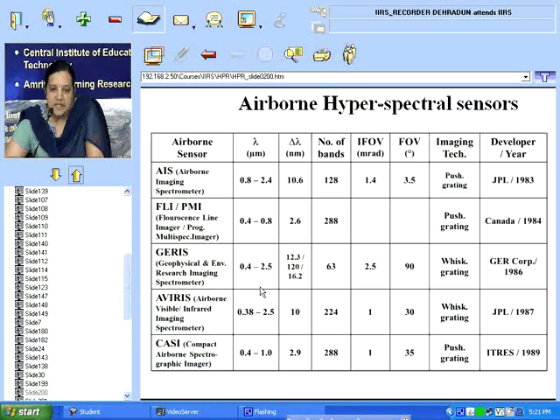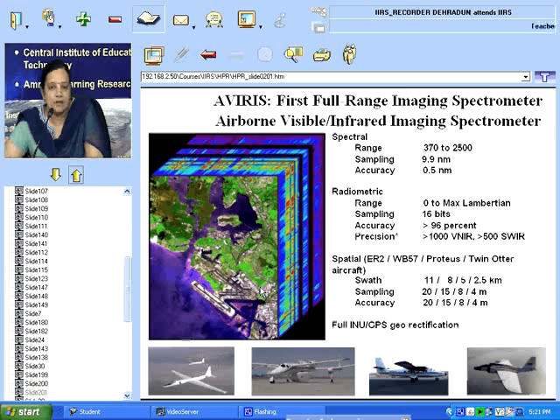The instrument which I also mentioned was the Compact Airborne Spectrographic Imager, which operates in the wavelength from 0.4 to 1.0 micrometers with a bandwidth of 2.9 nanometers with 288 bands, and the field of view is around 35 degrees. It uses push broom technology and grating instruments from the European agency. This is an example of the airborne visible infrared imaging spectrometer data sets. It can have a spatial resolution which is variable depending on the flight height. It has a sampling interval, or radiometric resolution, of 16 bits.